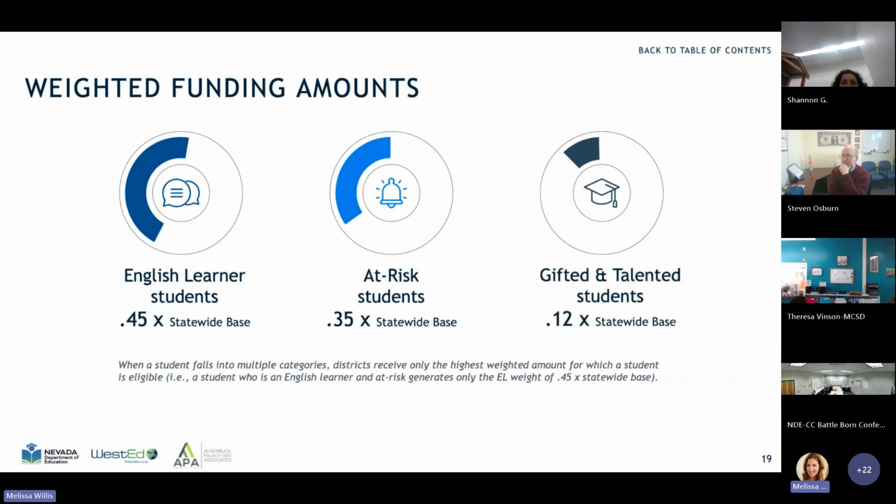Gifted and talented students. The state defines gifted and talented as a person who possesses or demonstrates outstanding ability in one or more of the following: general intelligence, academic aptitude in a specific area, creative thinking, productive thinking, leadership, the visual arts, or the performing arts. The PCFP formula provides funding for students who qualify as gifted and talented who did not qualify for additional funding through special education services or through the English learner or at-risk weights. Funding is determined by multiplying the statewide base allocation amount by the 0.12 weight.